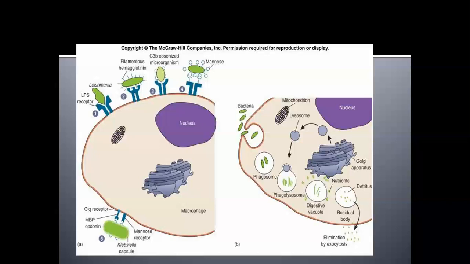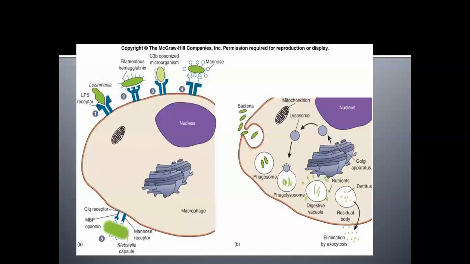Now we come to the second part of our physiology lectures of the second week. We will continue the process of the white blood cell genesis and function. Now we come to the process of phagocytosis.